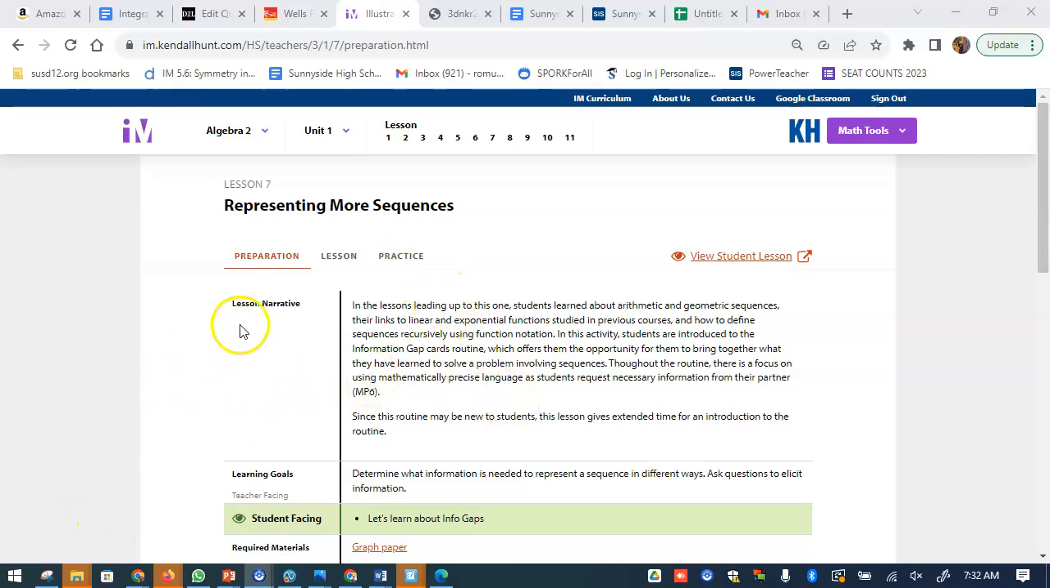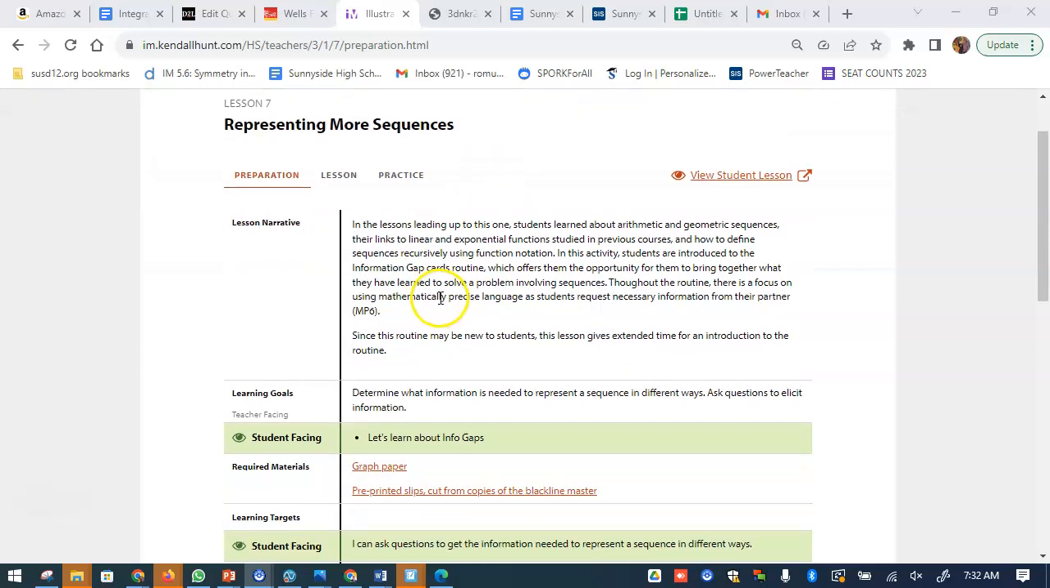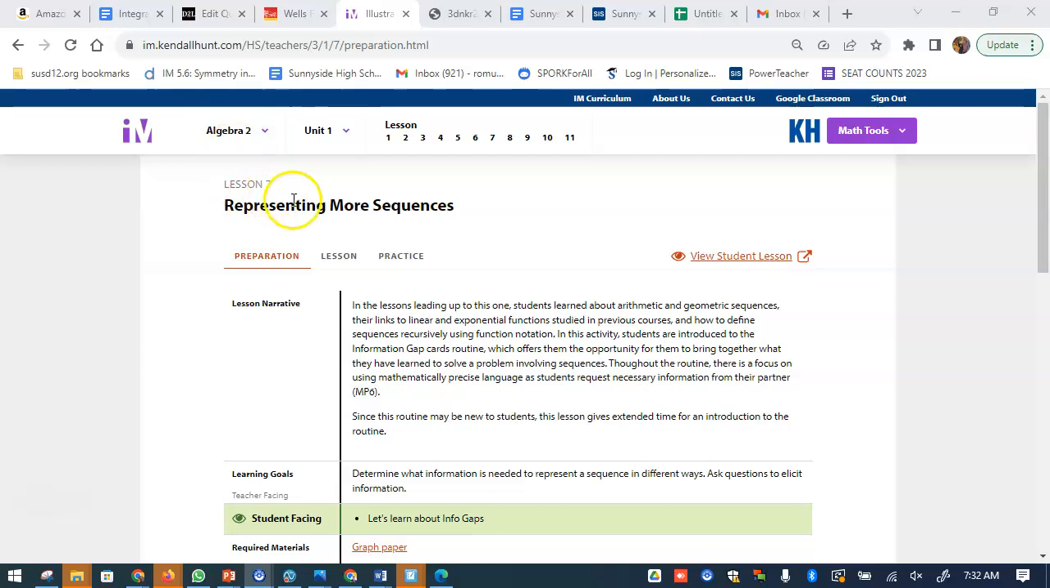Okay, this is lesson number 7, and as you can see, representing more sequences using recursive and nth term or explicit formula. Let me go straight away to the practice problem. This is lesson 7, and go to the practice problem.